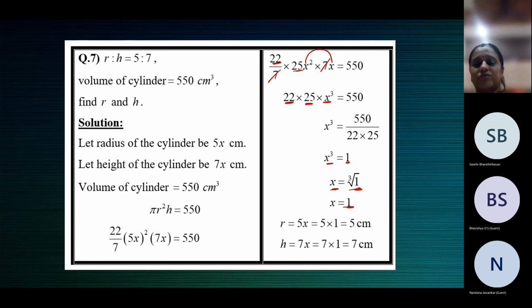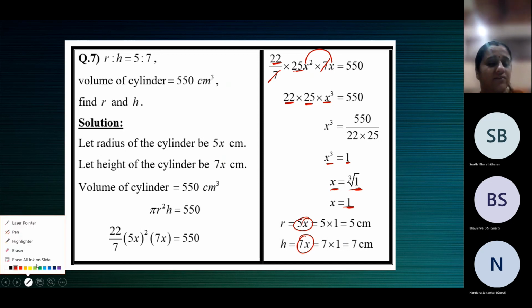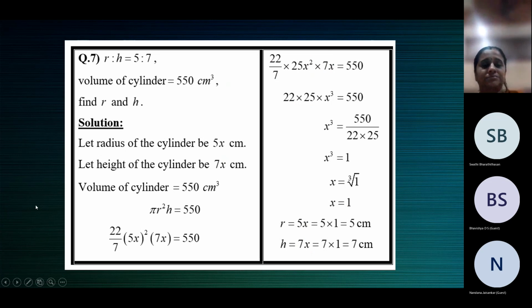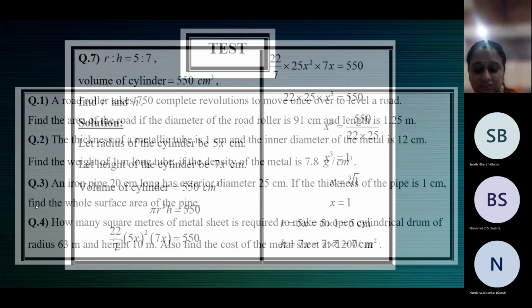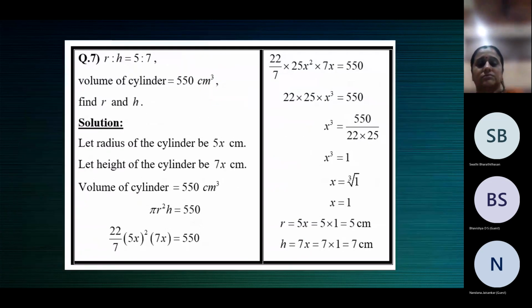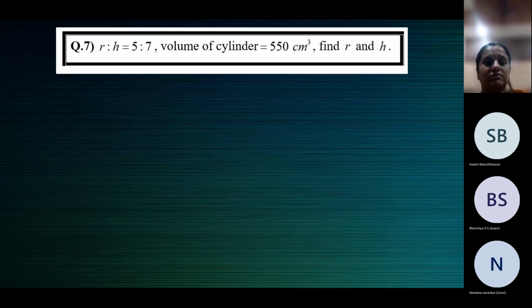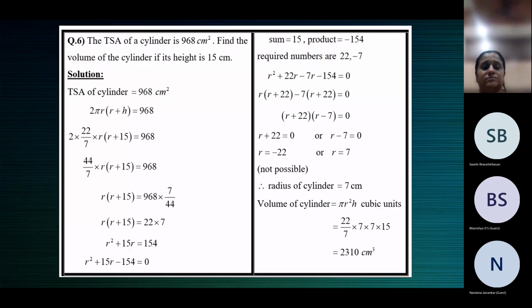So now r and h, 5x and 7x: 5 into 1, 7 into 1, that is 5 and 7. I just made it fast, children. I'm sure you can understand. Else I'll clarify your questions in the next class. Take a picture, children, of this one. Please complete this one and this one in your classwork without fail.